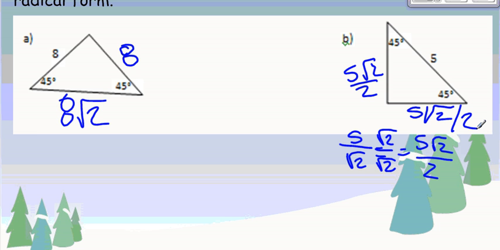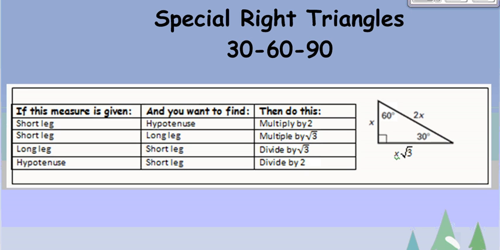Okay, so next we're going to be looking at the 30, 60, 90 triangle. For the 30, 60, 90 triangle, the relationships here, if you look on the right, our angles are going to be 30, 60, and 90. Notice that the short leg is always the leg that is across from the 30-degree angle. Okay, that's your short leg. Your long leg is across from your 60. And your hypotenuse, again, is always across from the right angle.